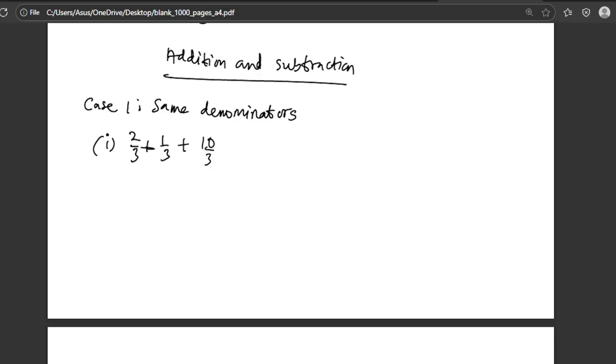In this case, what do we do? Simply add the numerators. Then they keep the same denominator. 2 plus 1 plus 10 all over 3. You add the numerators together, then they have a common denominator, because initially they have the same denominator. You can see how we added them. Then 2 plus 1 is 3, plus 10 is 13. 13 over 3. That's how we add here.